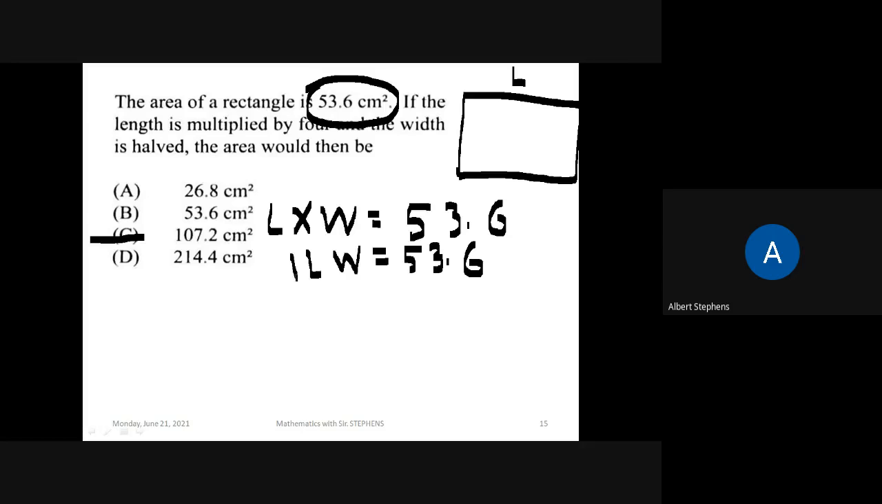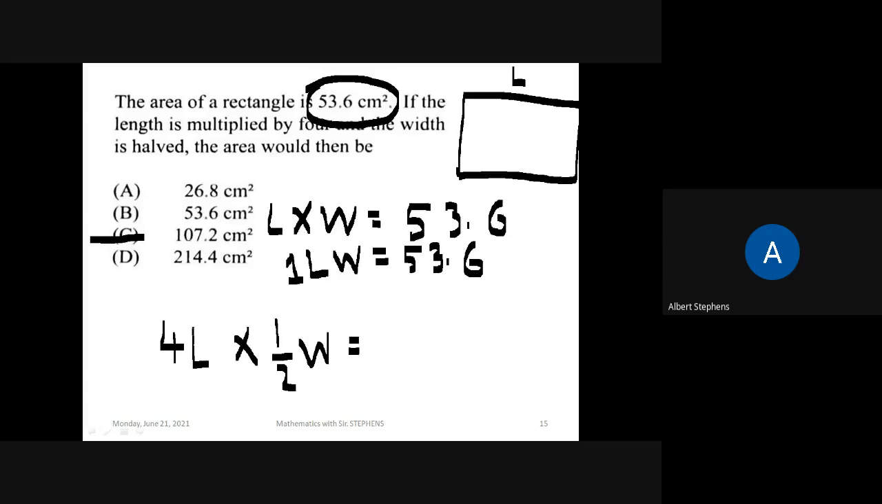Or 1 LW, not true? That's 1 LW, right? Let me write the 1 really small. All right, so that's 1 LW. Now what I'm saying is, the length is multiplied by 4, so 4L, correct? And the width is half.